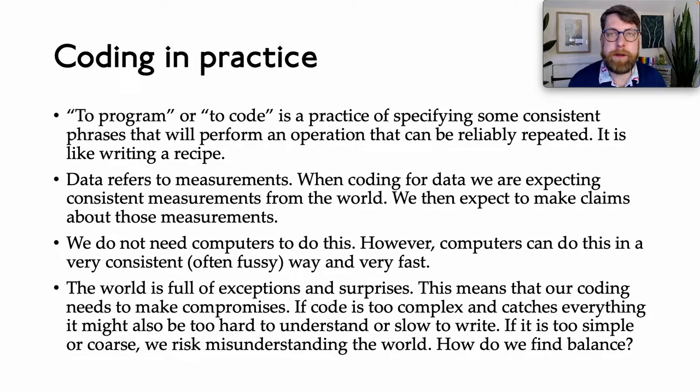Now, the world is full of exceptions and surprises. People will give bad data. Data will come in that's unpredictable, or there will be missing data. That means our coding needs to make compromises. We can't code for every eventuality in all of our code. It's going to be too long, too brittle. Even in production code for various organizations, it's very challenging to do that. But we don't want our code to be too basic either. We don't want it to break or be fragile. So how do we balance so that our code is neither too simple and coarse, nor too generalized and over the top and challenging? How do we find balance?